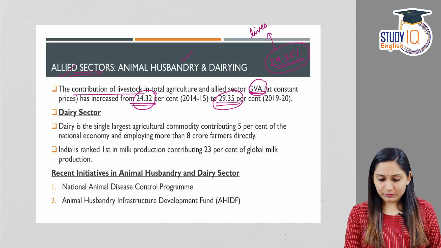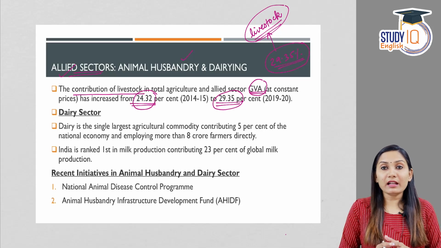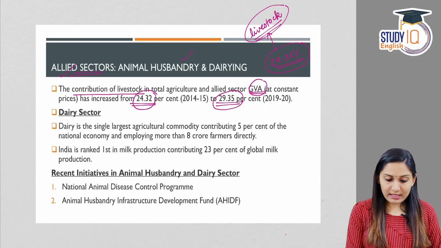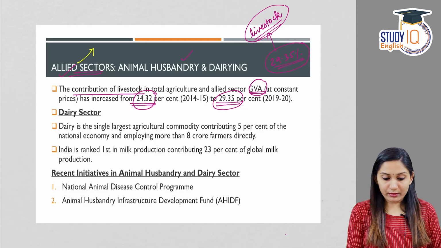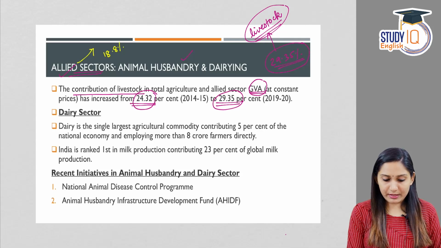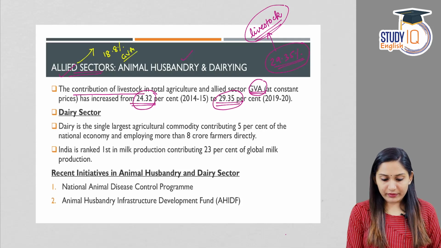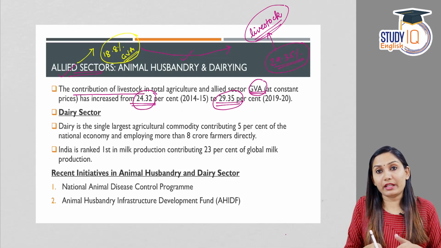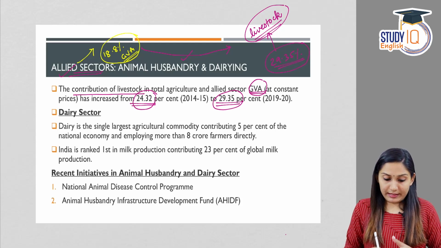So this is the contribution of livestock, which is a subsector within the agricultural sector. This is the contribution. And we already know that agricultural sector contributes a total of 18.8% to the total GVA of the country, and within this 18.8%, 30%, that is 29.35% of this 18.8% comes from livestock.